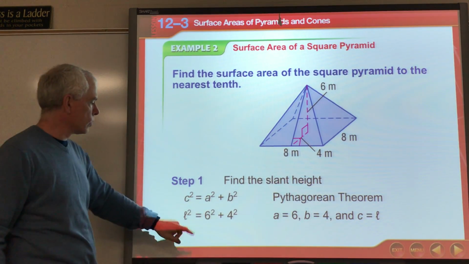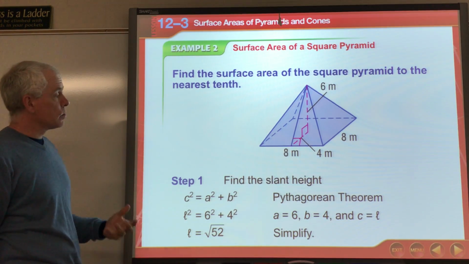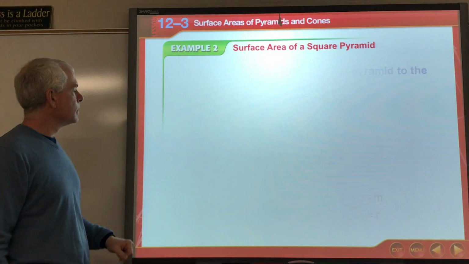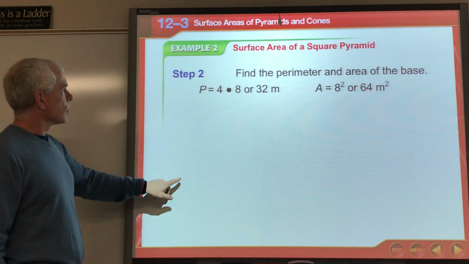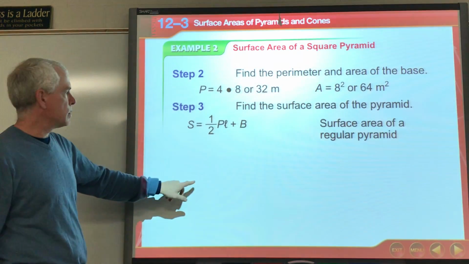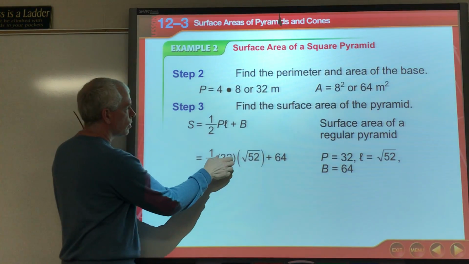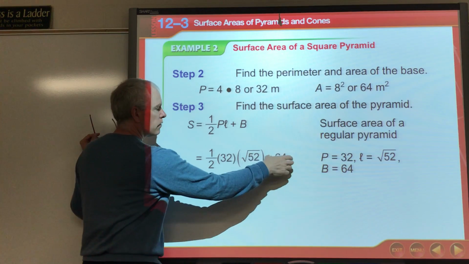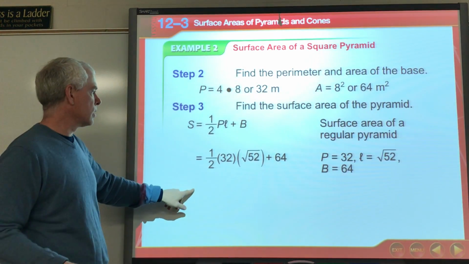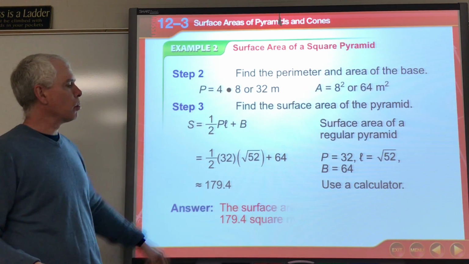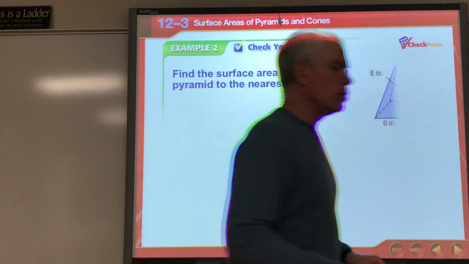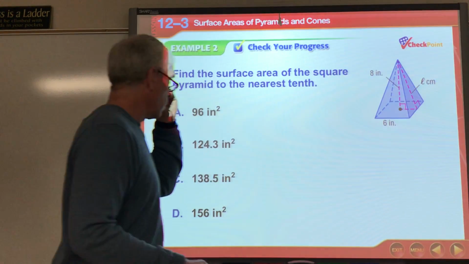Okay, so 6 squared plus 4 squared is 52. So the slant height's the square root of 52. The rest of the stuff I can calculate pretty easily. So perimeter, 4 times 8. Area of the base was 8 times 8. So now I can plug in stuff. We said the perimeter was 32. Slant height was the square root of 52, and the area of the base was 8 times 8, or 64. Now I just need to plug all this into the calculator and see what I get. About 179.4. Okay? So, why don't you guys give this one a shot? We'll work through it together here.